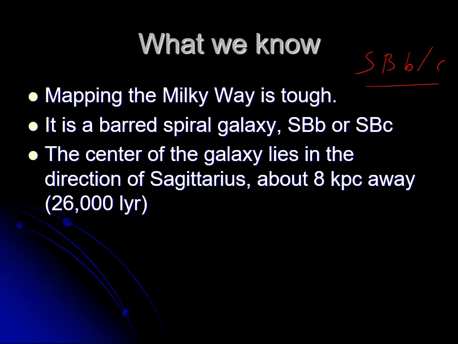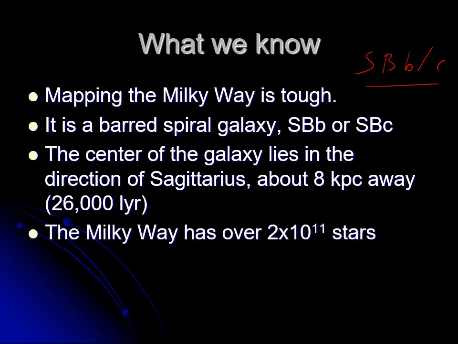We have figured out the center of the galaxy is roughly 8,000 parsecs, 8 kiloparsecs away. That's about 26,000 light years, and it's in the general direction of Sagittarius, right near the border of Sagittarius and Scorpius. You noticed when you did the take-home lab with Stellarium that the band of light in the sky that we see as the Milky Way is actually fatter in that direction, towards Scorpius and Sagittarius.